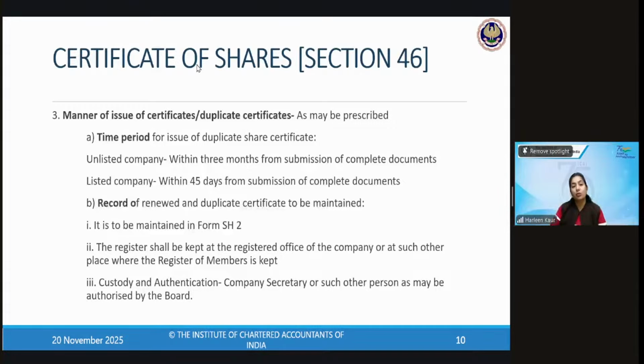Remember the time period for issuing the certificates? It is 74% of the total voting power for DVRs, Mr. Ram, not 75%. Okay. Time period is, if it is a listed company, within 45 days of the submission of complete documents. And if it is an unlisted company, then it gives you more time, a 3 month time period is given.